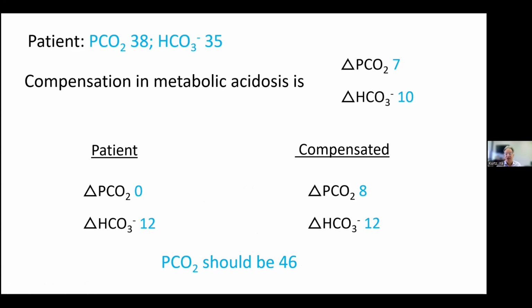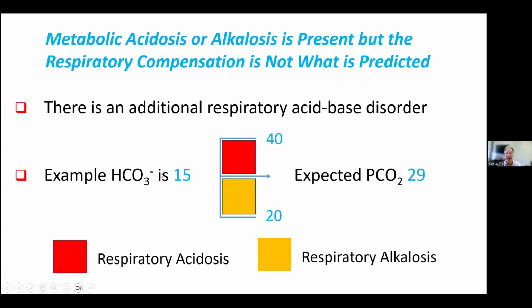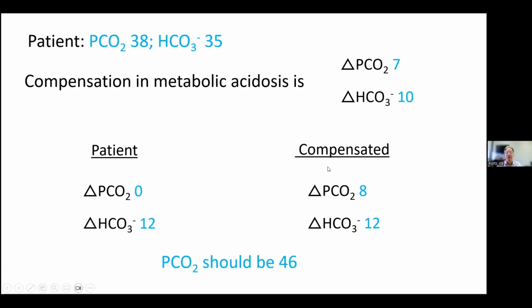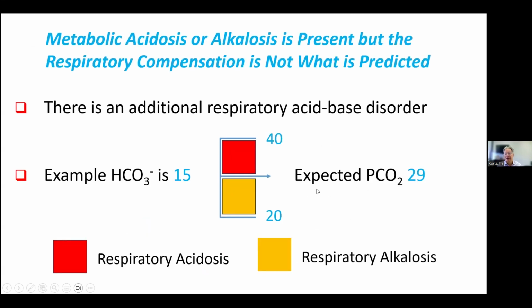So again, it's the same concept that the lack of appropriate compensation means that you have a respiratory acid-base disorder in addition. So here, in our example, the patient's bicarbonate is 35, and again, we would have expected the PCO2, oh, sorry, this is in the wrong direction. We would have expected the PCO2 to be 46. And so this is a mistake here. The expected PCO2 is 46. So the fact that it's 38 means that the patient's PCO2 is below what it should be.